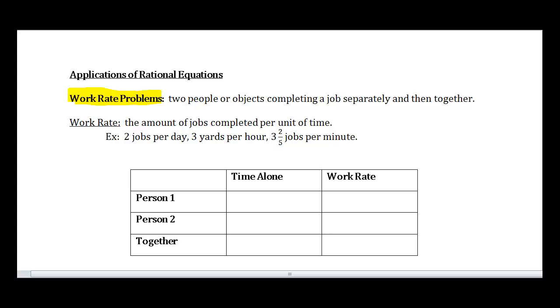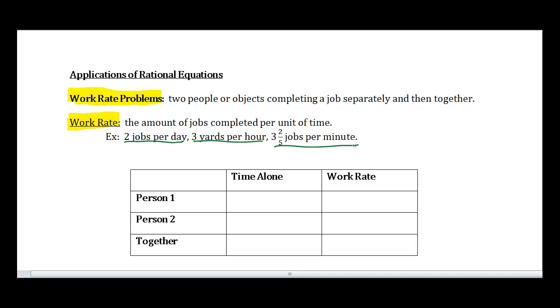In order for us to solve these types of problems, we're really going to want to know what a work rate is. I'm going to give this informal definition of work rate as the amount of jobs completed per unit of time. For instance, per day, per hour, or per minute. Some examples are 2 jobs per day, or 3 yards per hour, or 3 2/5 jobs per minute. This is what I call a work rate.